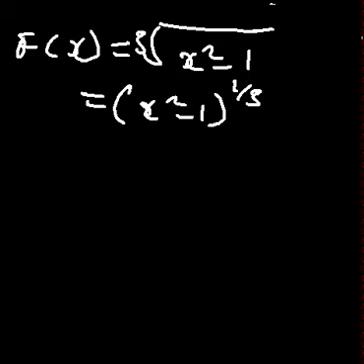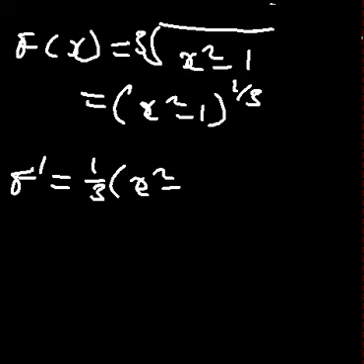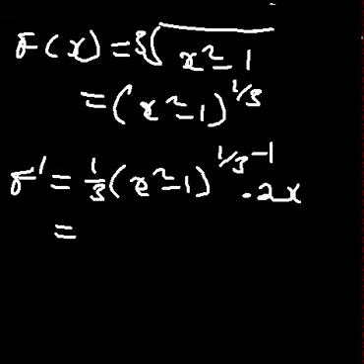And we should be able to apply the chain rule in this way. We'll have f of x prime given as 1 over 3 times (x squared minus 1) to the power 1 over 3 minus 1, times the derivative of the inner function, which is 2x. Now what is 1 over 3 minus 1? So 1 over 3 minus 1, we'll have it as this.